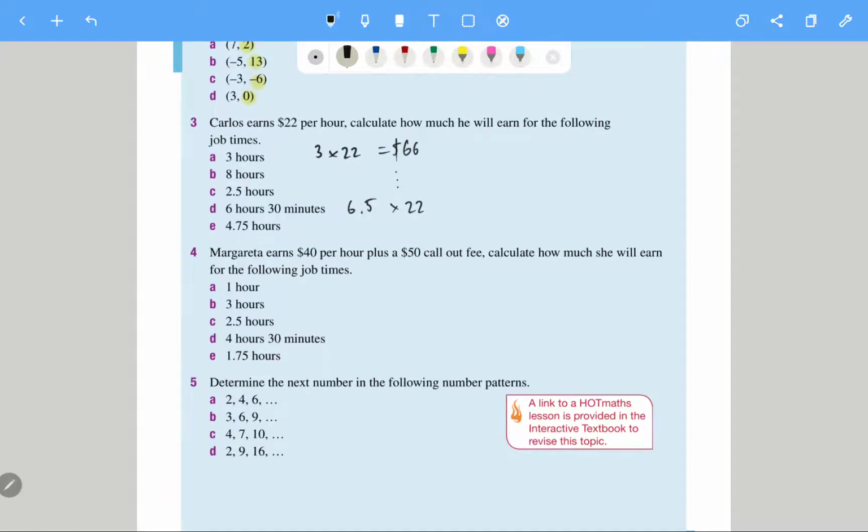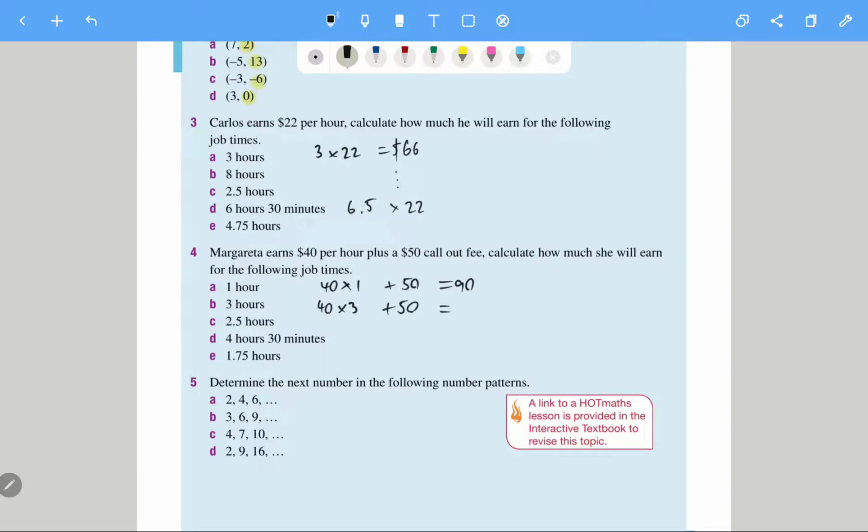Alrighty, question 4. Margarita earns $40 per hour plus a $50 call-out fee. Calculate how much she will earn the following jobs. Well, if she goes out for 1 hour, she'll get 40 times 1 plus a $50 call-out fee. So that's $90. And for the second one, well, she gets $40 times 3, because she's gone out for 3 hours, plus her $50 call-out fee.